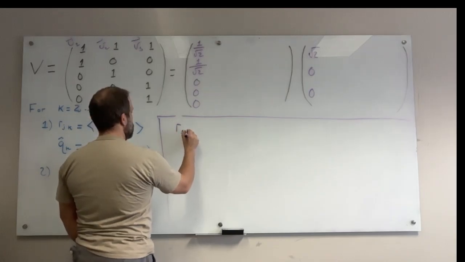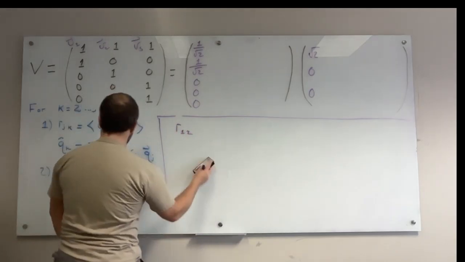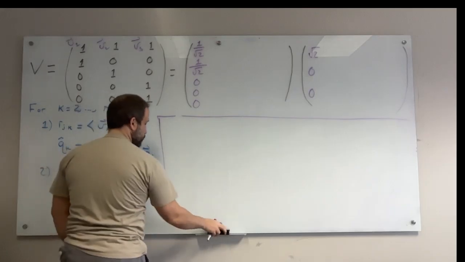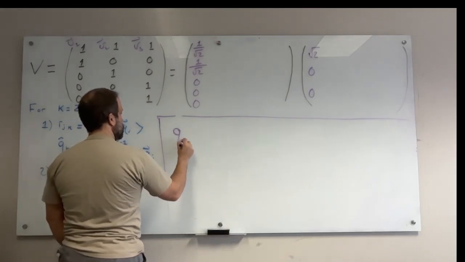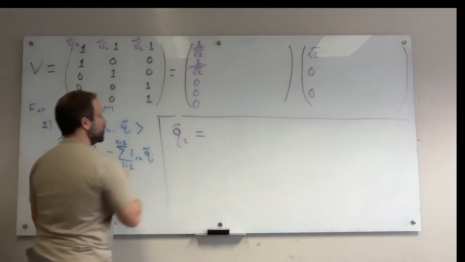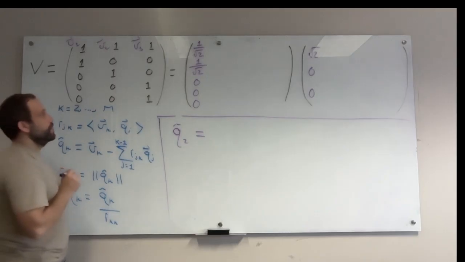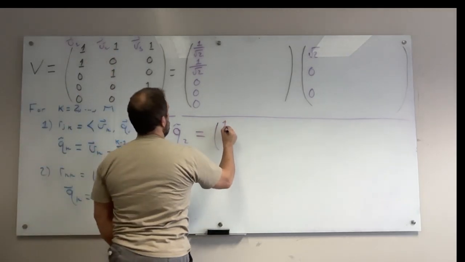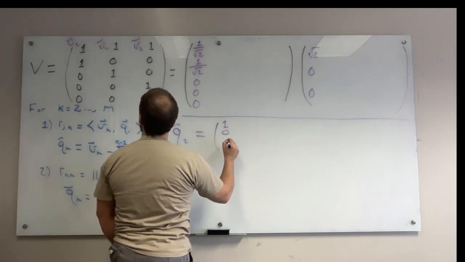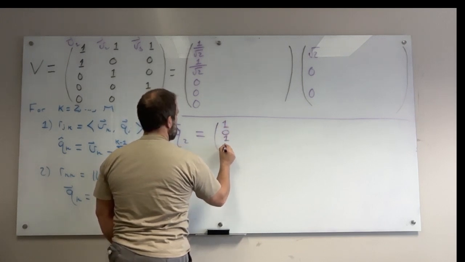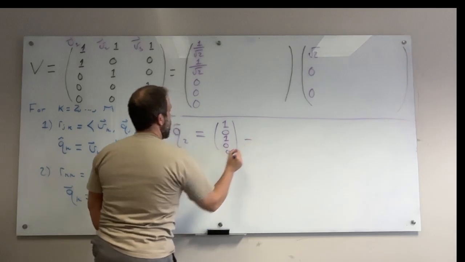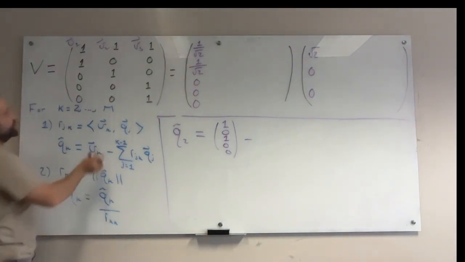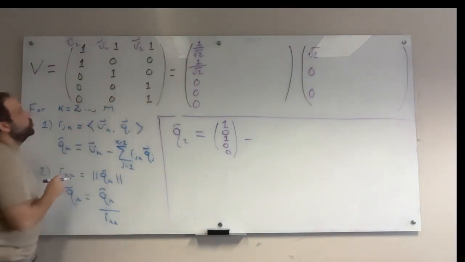R_12. Actually, let me write it out in a way that will be a little more clear, I think. So Q2 hat is going to be equal to V2, which is this vector right here: 1, 0, 1, 0, 0. And then we're going to subtract off the projection of V2 onto Q1.